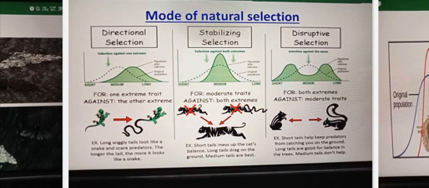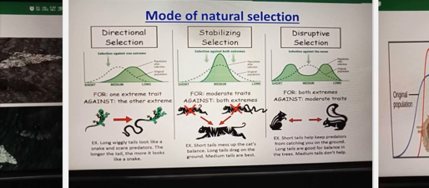Then disruptive selection. Both extremes against moderate traits. Short tails help keep predators from catching you on the ground. Long tails are good for balance in the trees. Medium tails don't help. This is the case of disruptive selection.